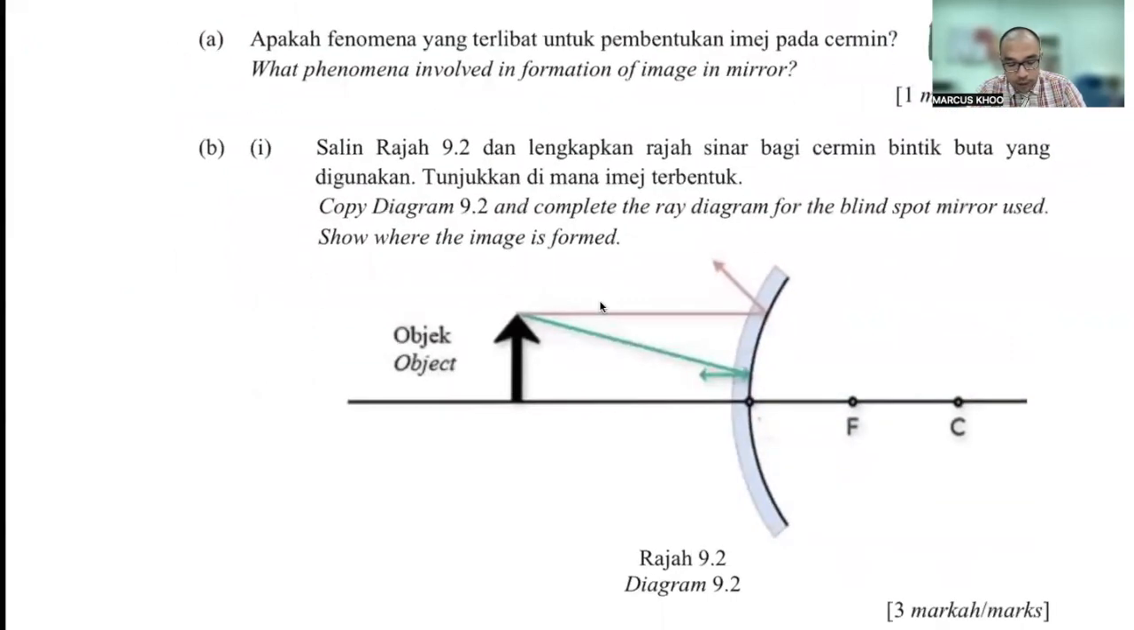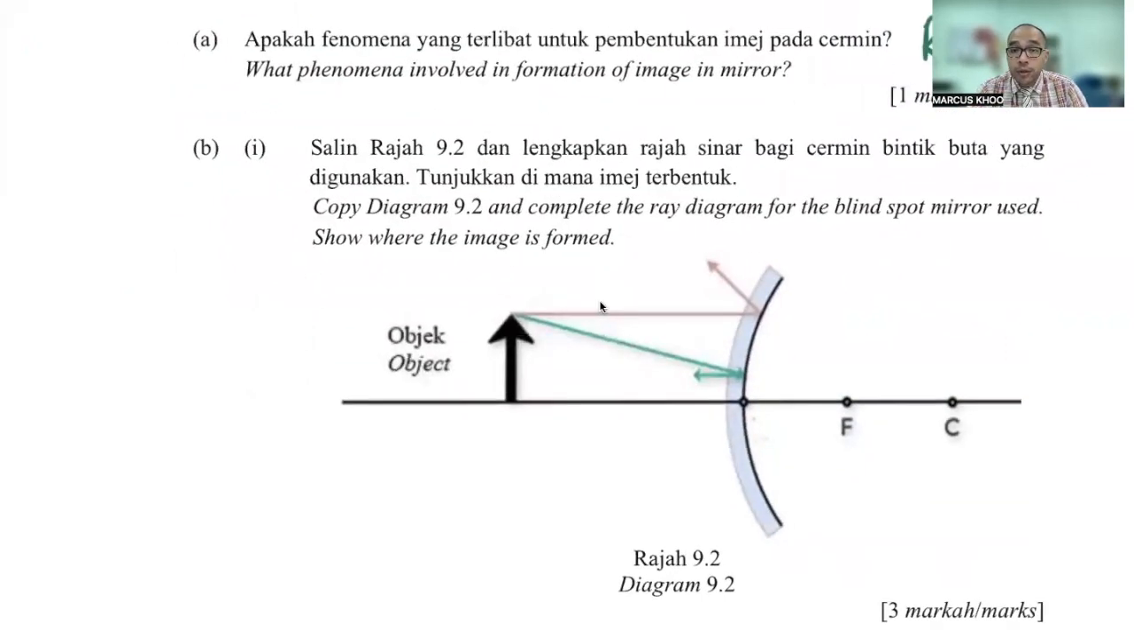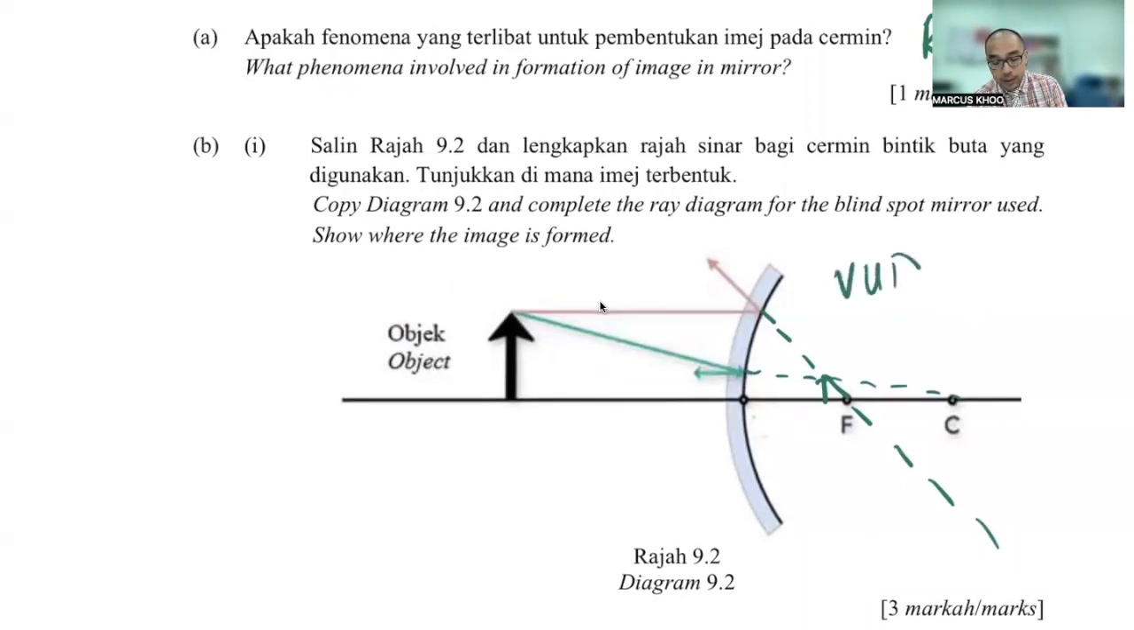Copy diagram 9.2 and complete the ray diagram for the blind spot mirror. Obviously, the first ray is parallel, and then it goes back here, so the reflection line should be going towards F. The second ray is going straight into the mirror, so it will pass through C. Draw it like that. Then the image will be formed over here. So what is this? This is virtual, upright, diminished.